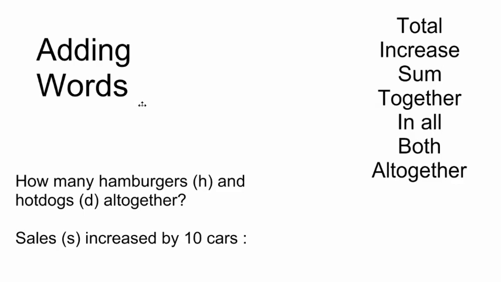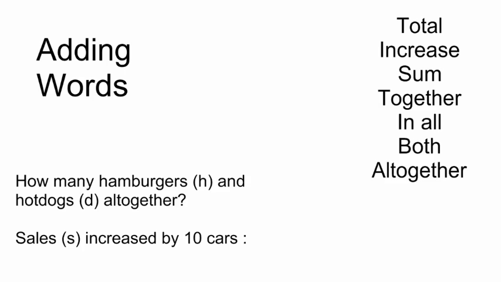Okay. We're going to talk about different words that we see that tell us what kind of operations we need to use. So we're first going to talk about adding words. If you look over to the right, you see some words that should clue you in that you need to add. So words like total, increase, sum, together, in all, both, all together. Those all clue you in that you're going to be doing some adding.